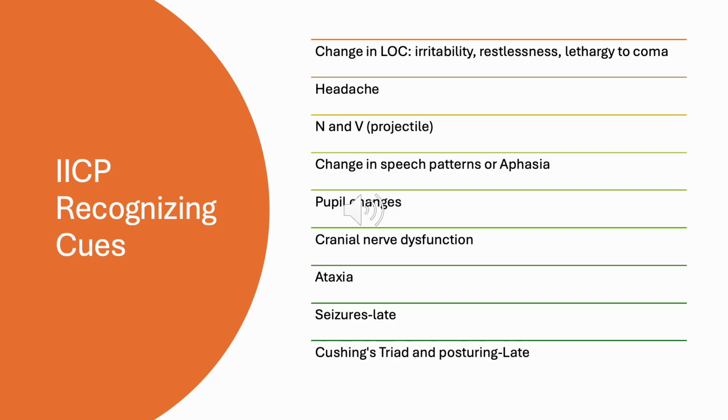Pupil changes. We talked about that ipsilateral dilation of the pupil on the same side as the head injury. So ipsilateral. Cranial nerve dysfunction. So be looking for cranial nerve dysfunction. They could have ataxia, which is uncoordinated walking. They could have seizures, which is a late sign, and also Cushing's triad and posturing are late signs. Cushing's triad is bradycardia, increasing systolic blood pressure, so there's a widened pulse pressure, and a change in respiratory pattern. Posturing I went over in the assessment lecture with the A&P.